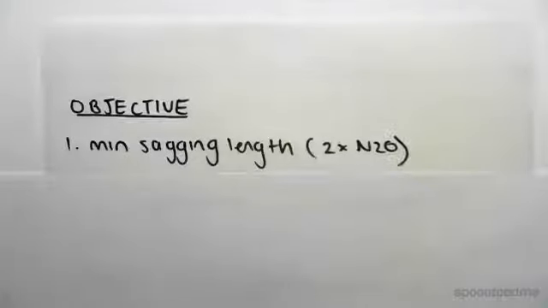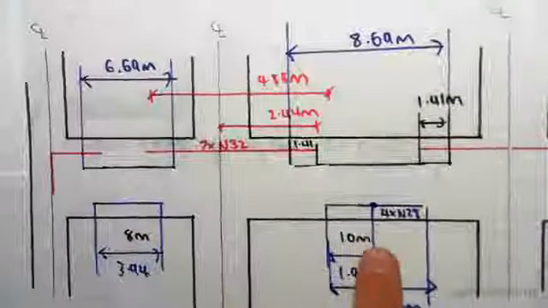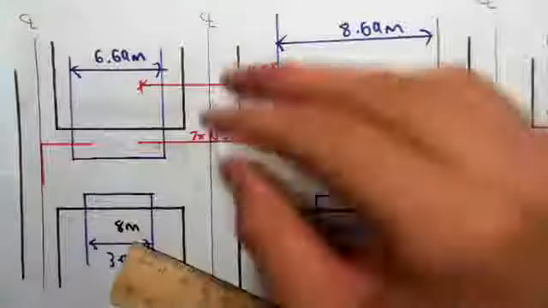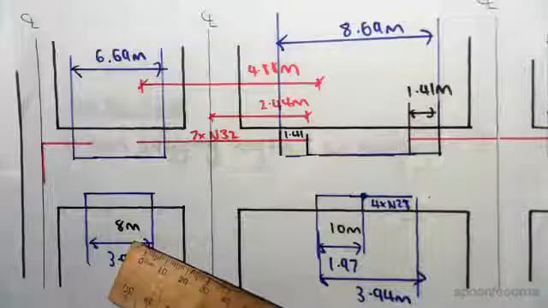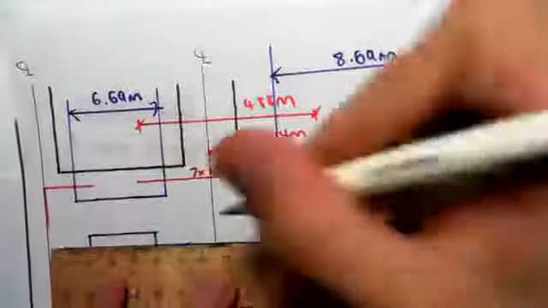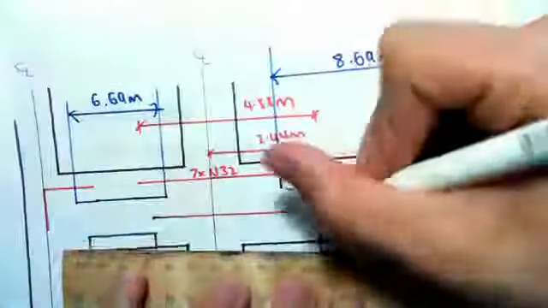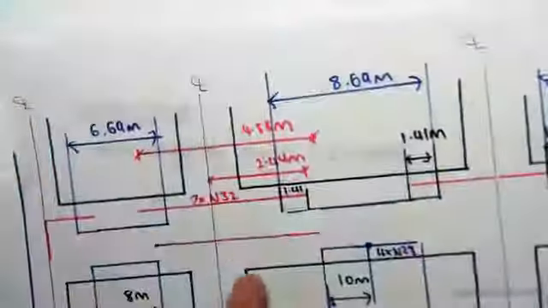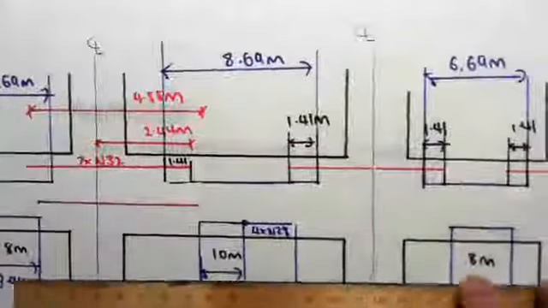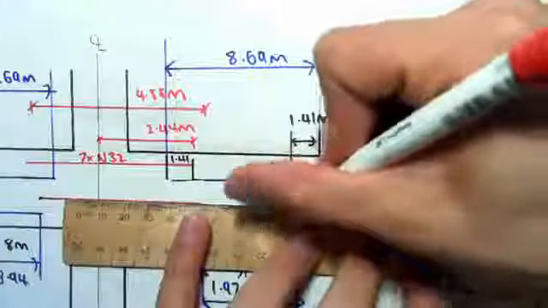Hey guys, the objective of this video is to find the minimum sagging length. Looking at our problem, we've found the maximum sagging length. Now for the minimum sagging length, just like the minimum hogging, all we need to do is draw in the bar length. We know that it has to extend from there to the edge of this bar, to there. So it's going to look something like that on this side, and also on this side it's going to look something like this.